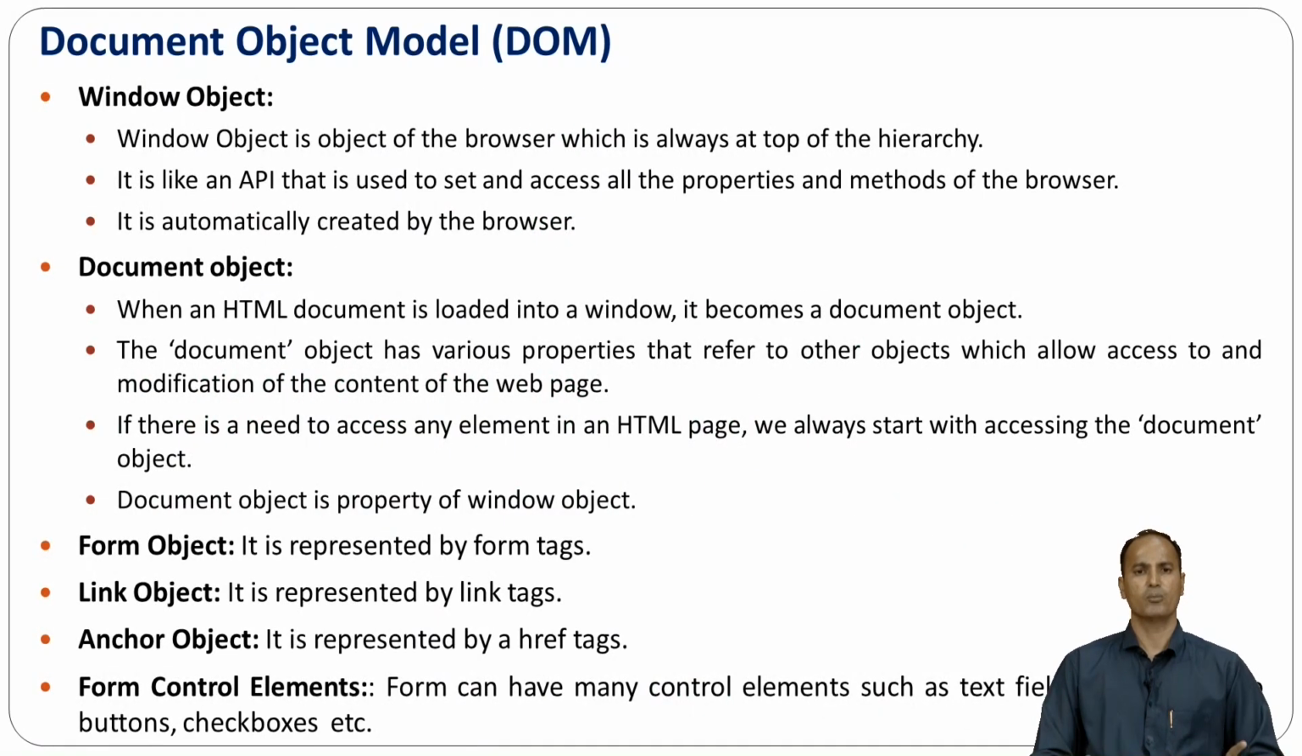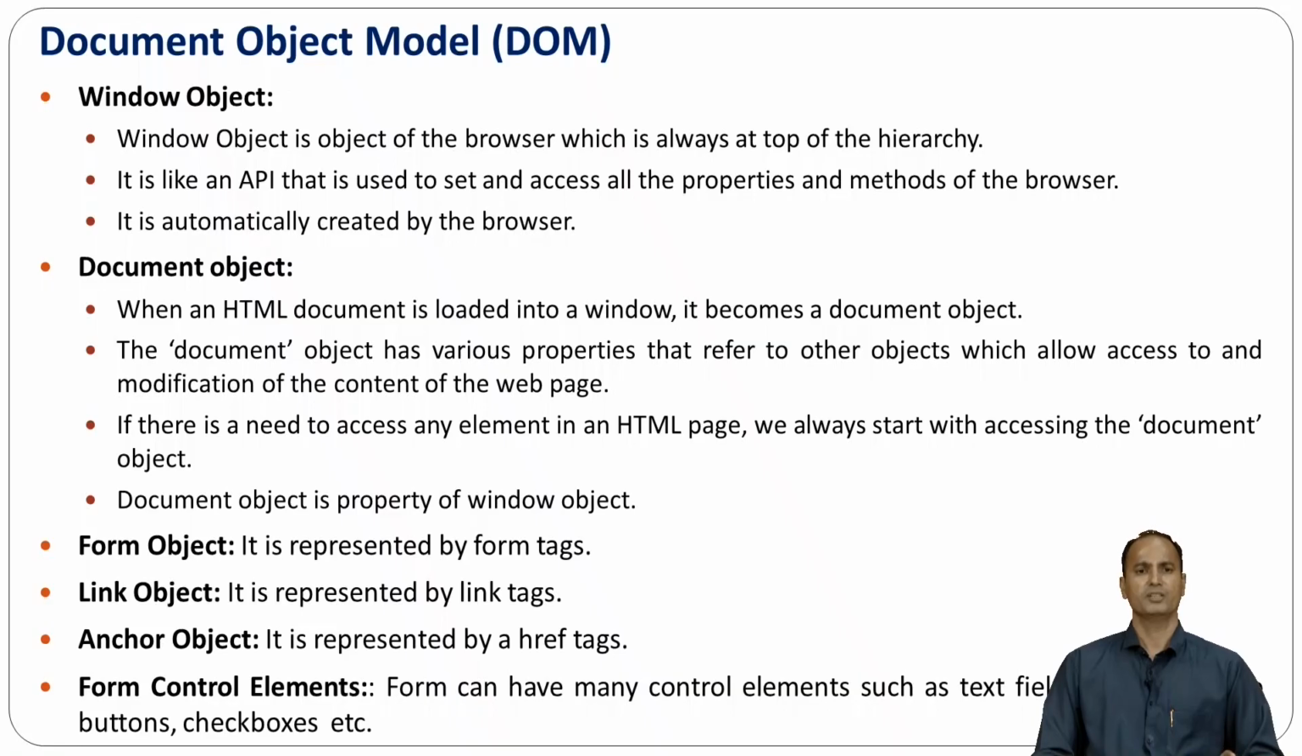The window object is the topmost object of the browser, which is always at the top of the hierarchy. It is like an API that is used to set and access all the properties and methods of the browser. It is automatically created by the browser, and it has various methods. We used the pop-up methods like alert, confirm and prompt. They were methods of the window object itself. But as it is automatically created by the browser, we don't need to write window.alert, window.confirm or window.prompt. We can directly use the method names.